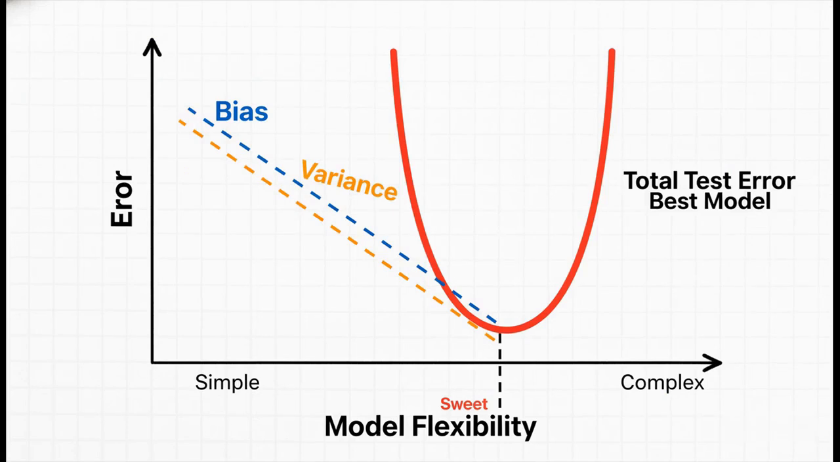And this graph, this is the whole story right here. Look what happens. As you make a model more flexible, its bias tends to go down. That's the blue line. But at the same time, its variance goes up. That's the orange line. The total test error, the red line, which is what we really care about, is a mix of both. And you see that perfect U-shape? The best model, the one with the lowest error, isn't on either extreme. It's right there in that sweet spot in the middle, perfectly balancing the trade-off.